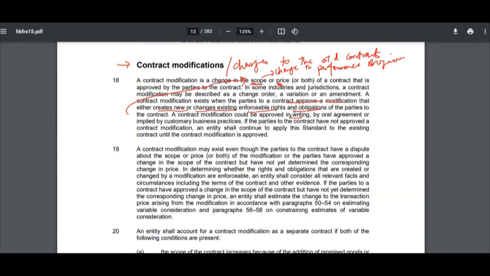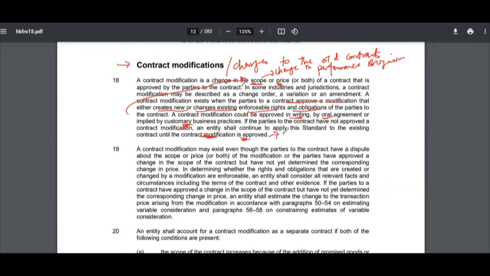Again, it has to be approved in writing or orally or by other customary business practices of different countries. But then again, you are in Hong Kong, so it really depends. There could be other customary business practices for those contracts. If the parties to the contract have not approved a contract modification, an entity shall continue to apply this standard to the existing contract until the contract modification is approved, right?